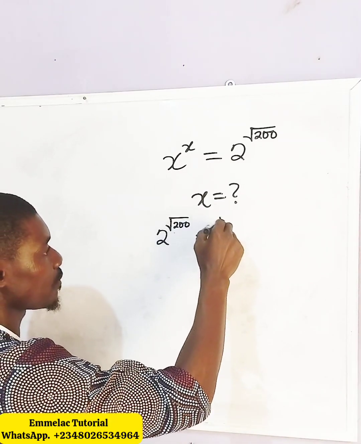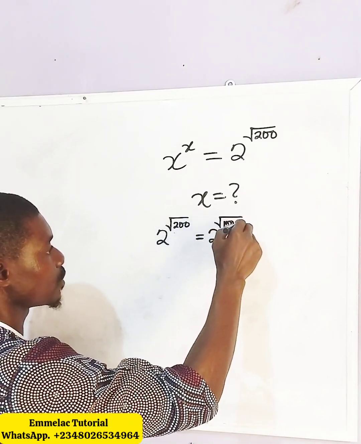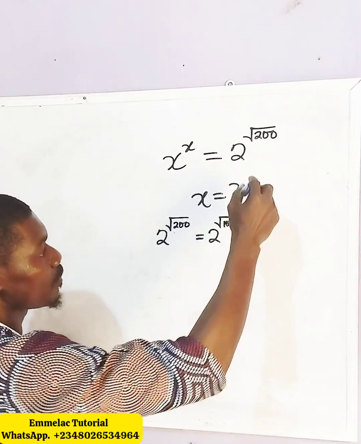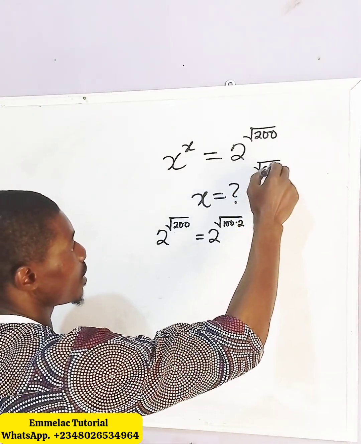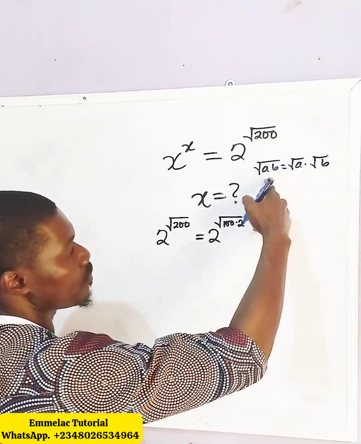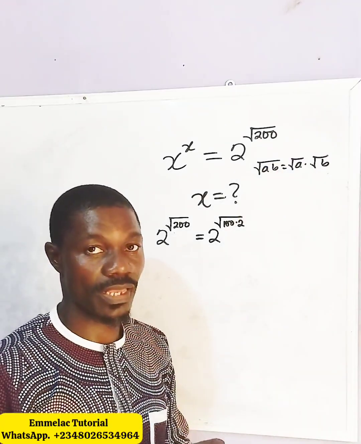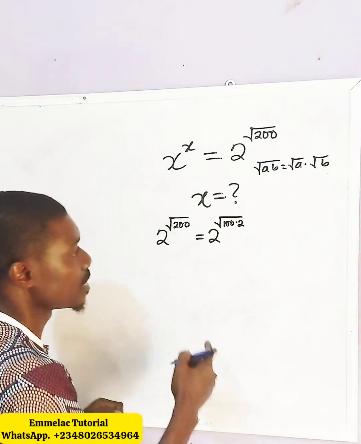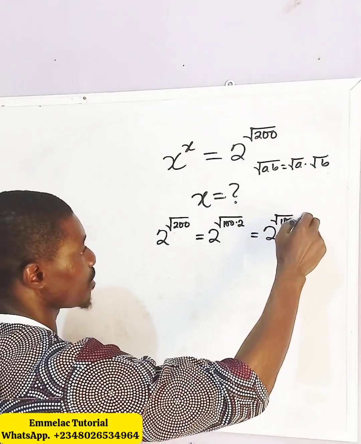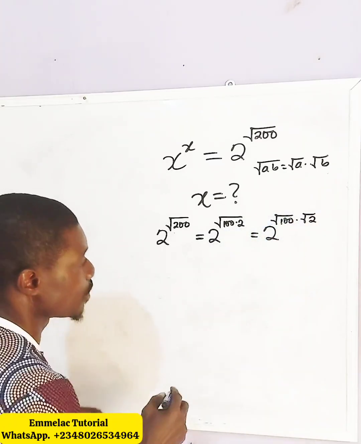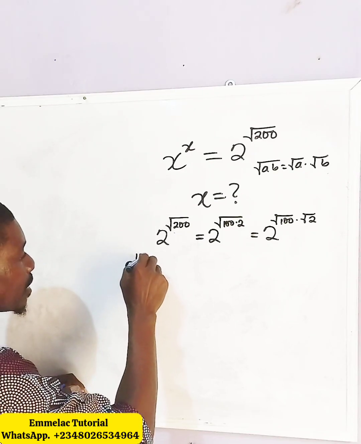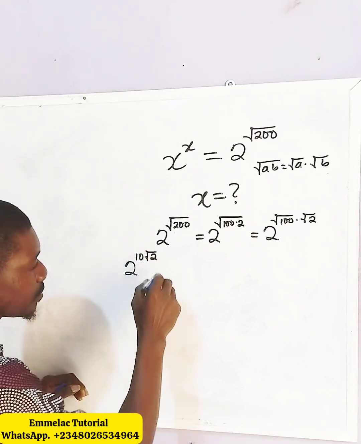That will be 2 raised to the power of the square root of 100 times 2. And according to the law of surd, if you have the square root of ab, this will give us the square root of a times the square root of b. So at this point, we can also say this is the square root of 100 times the square root of 2. So we know that the square root of 100 is 10. So here we have 2 raised to the power of 10 root 2.